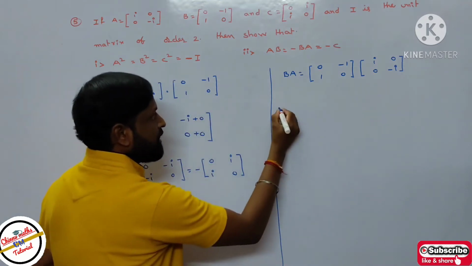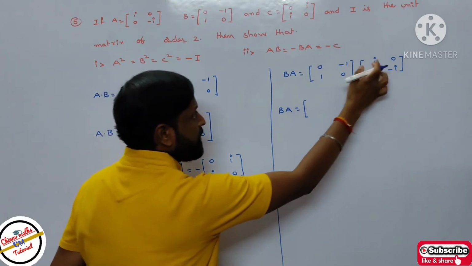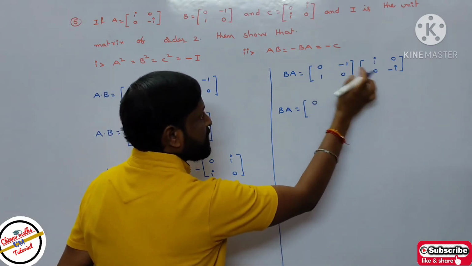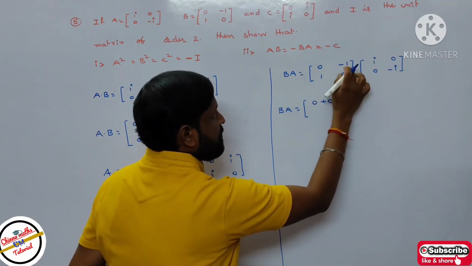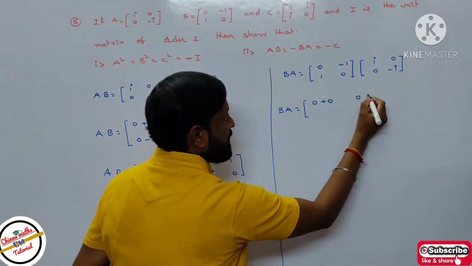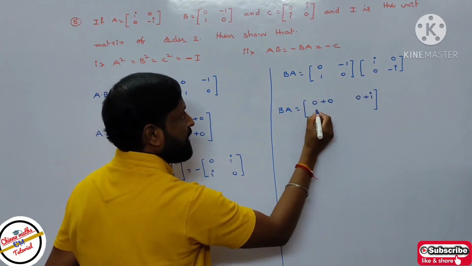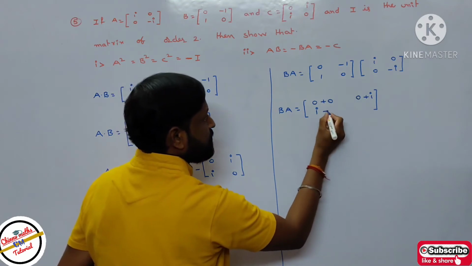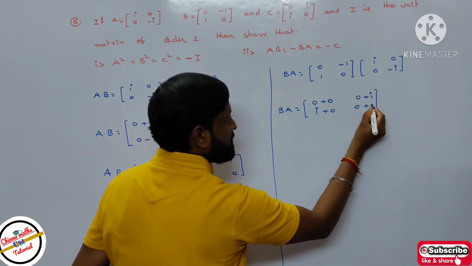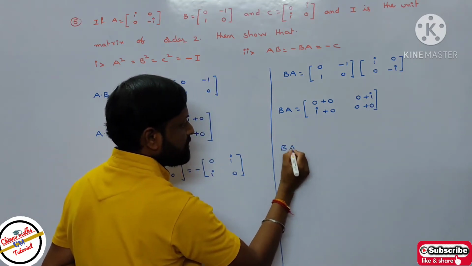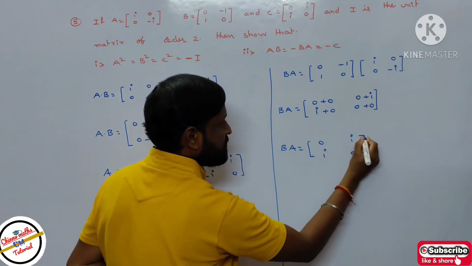Okay, then you can multiply B into A equal to 0 into i, 0 minus 1 into 0, 0, then 0 into 0, 0 minus 1 into minus i, minus into minus plus i. Next, 1 into i, 0 into 0 plus 0, 1 into 0, 0, 0 into minus i, 0. So then BA equal to 0, i, again i, it is equal to 0.